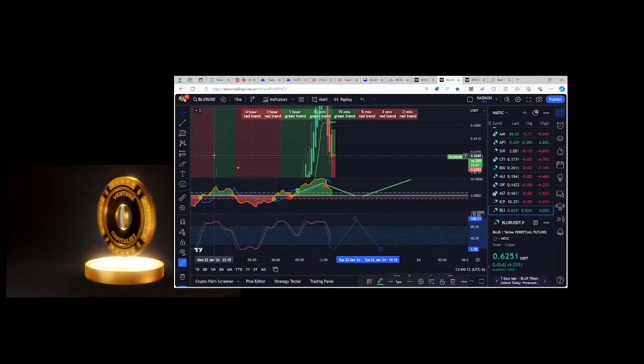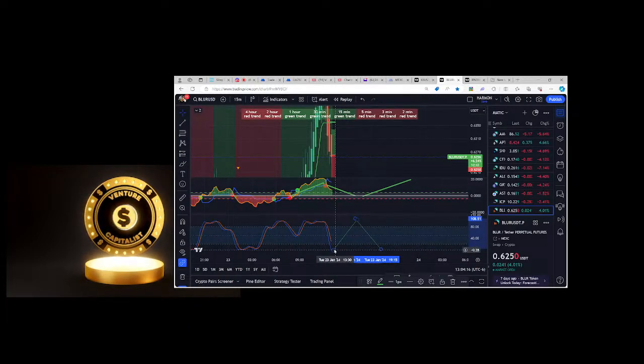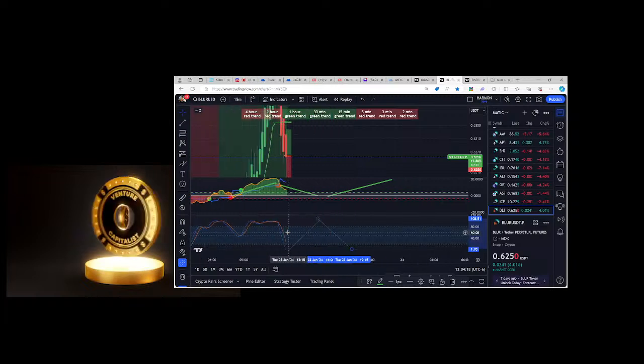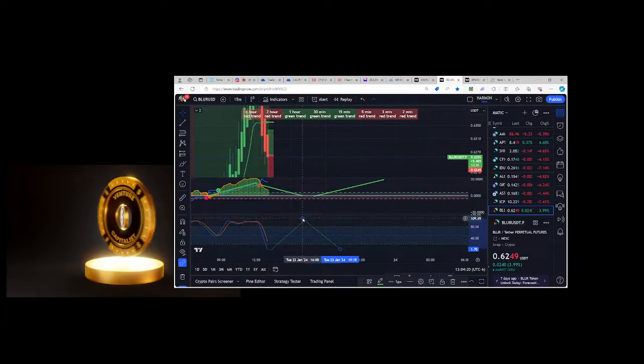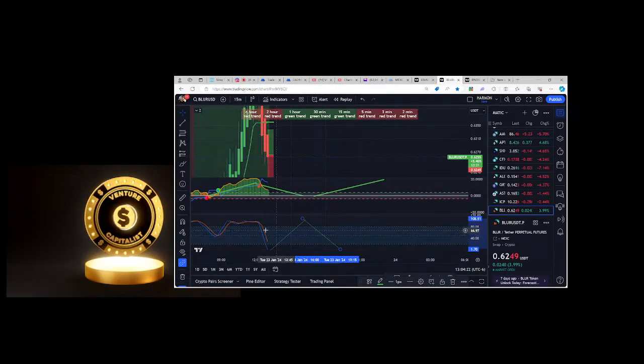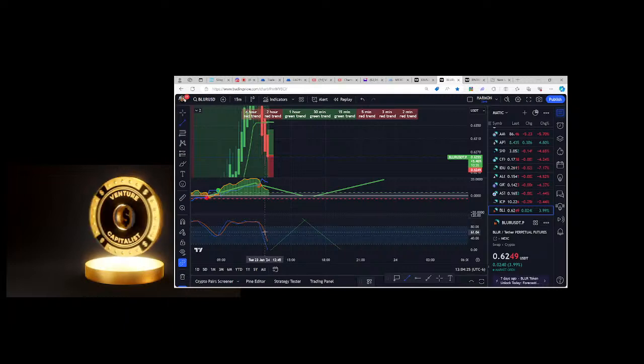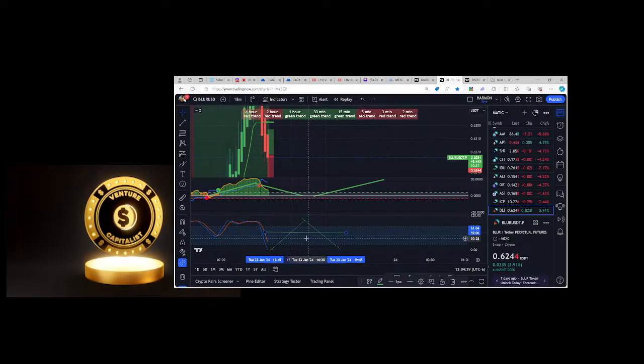Now I go to my 15 minute, right? I look at my 15 minute RSI. It's at the bottom. So what I needed to do, I needed to bounce up. And then whenever it bounces up, wherever it bounces up to, and then starts to go down, that will be the time that I enter the short. Because I want to trade with my 15 minute.